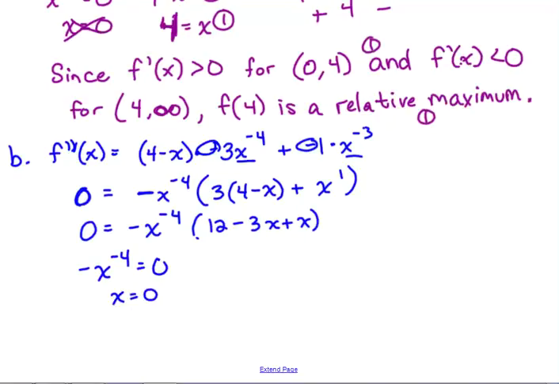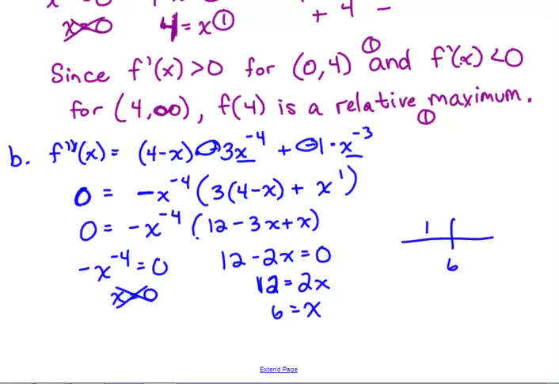Again, that's going to give us x equals 0, not in our interval. This piece gives us 12 minus 2x equals 0, so 12 equals 2x, so 6 equals x. So that is our critical point. Let's test it by plugging into the second derivative. When we plug in 1, we get a negative times a positive, so that's negative. When we plug in 7, we get a negative times a negative, which is a positive.